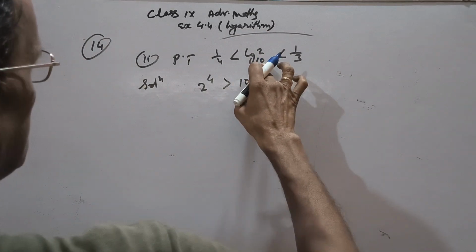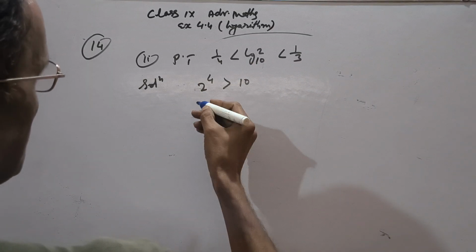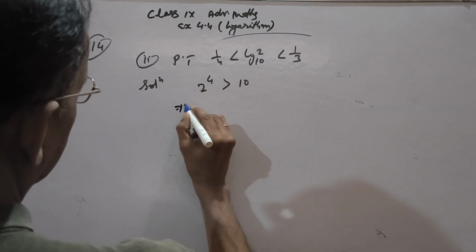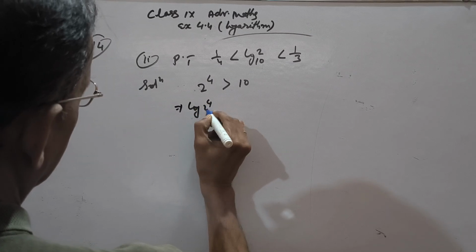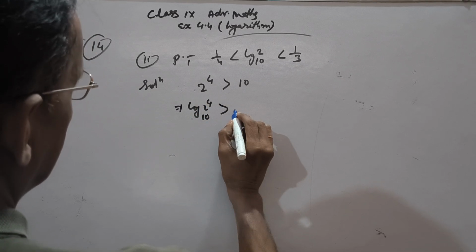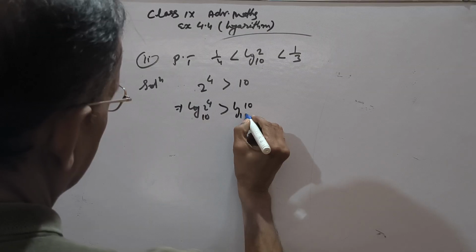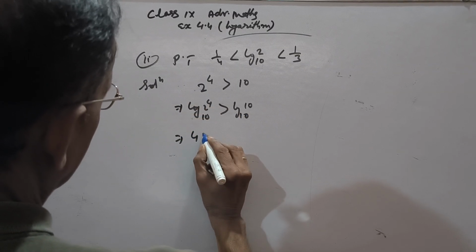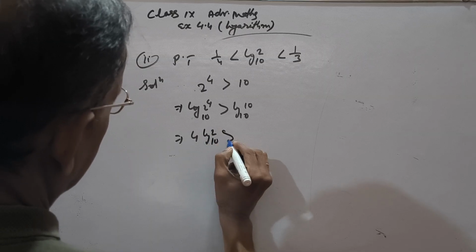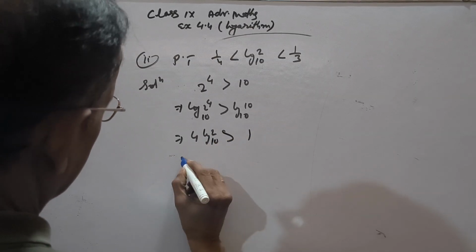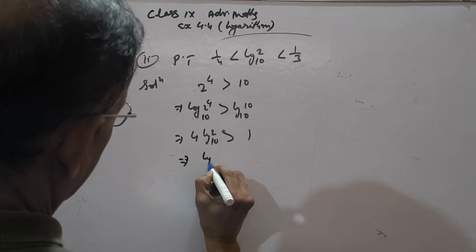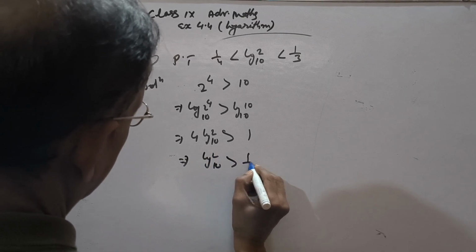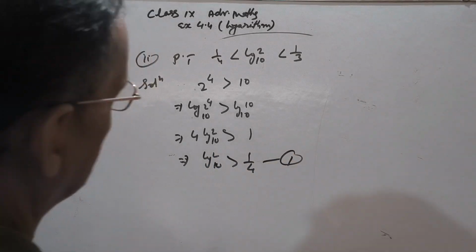Same thing, log base 10 is given, so we will take log on both sides with the base 10. So log 2 to the power 4 to the base 10 is greater than log 10 to the base 10. 4 will come this side. 4 log 2 to the base 10 is greater than 1, because log 10 to the base 10 is 1. So what will we get? Log 2 to the base 10 is greater than 1 by 4. Let it be equation 1.